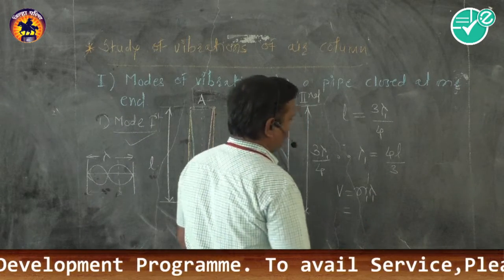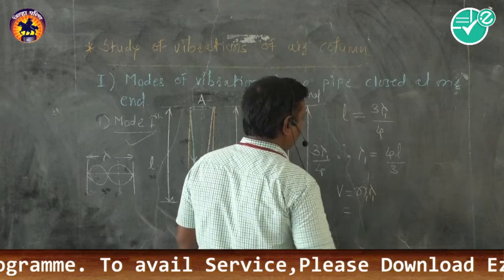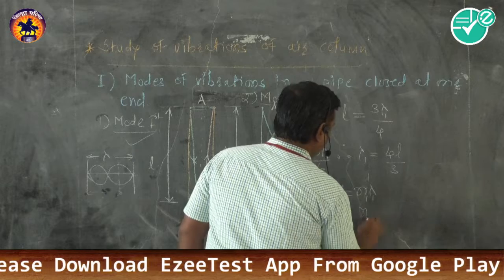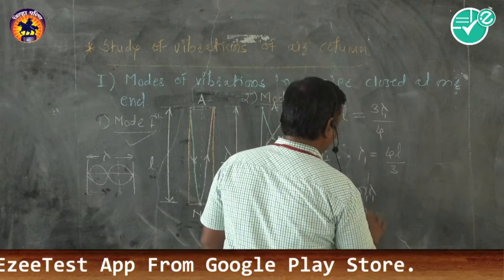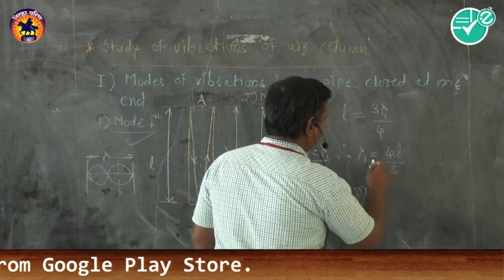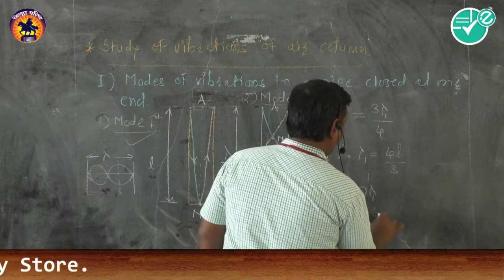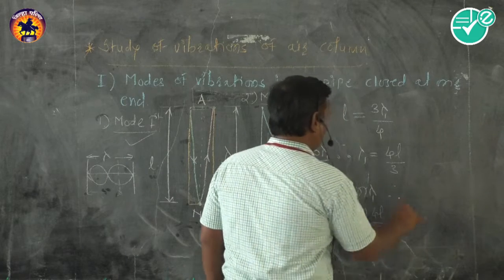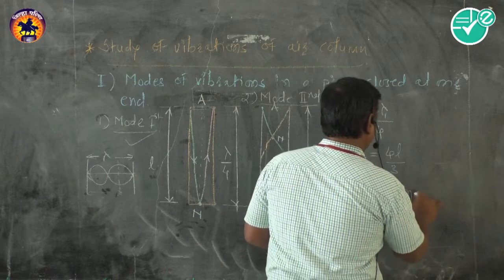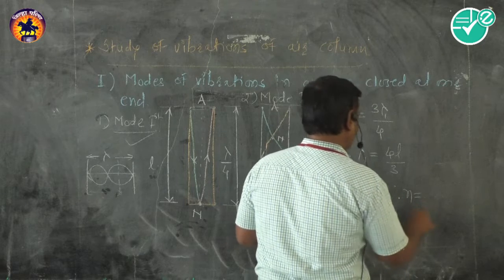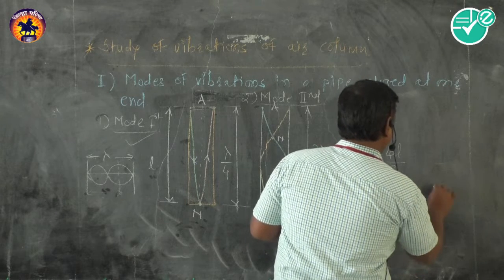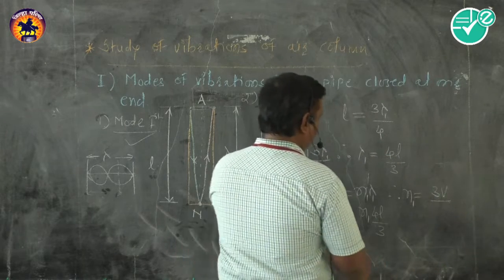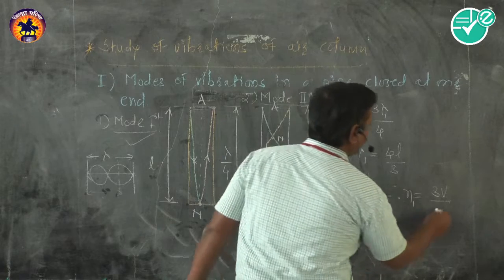We are going to take different velocity and different frequency n1 into lambda 1. Sorry, it must be n lambda. Putting the value of lambda, 4L divided by 3, we need that value. n1 is equal to, this is multiplied here, 3V divided by 4L.